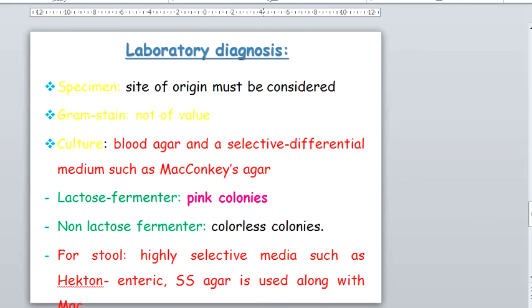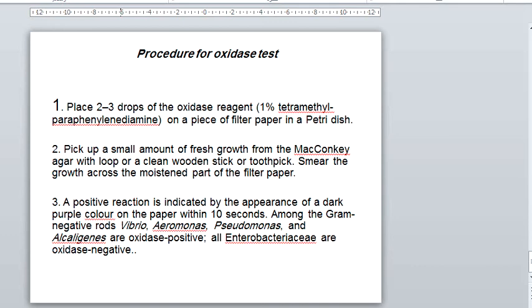Laboratory diagnosis: the specimen site of origin must be considered. Gram stain is not of value. Culture on blood agar and selective differential media such as MacConkey agar, along with the IMViC tests, confirms infection. Among the biochemical tests that confirm infection with a genus of Enterobacteriaceae is the oxidase test.